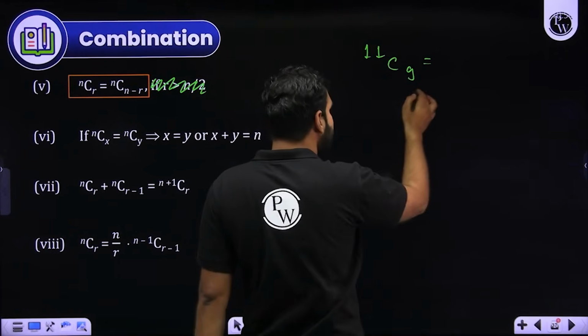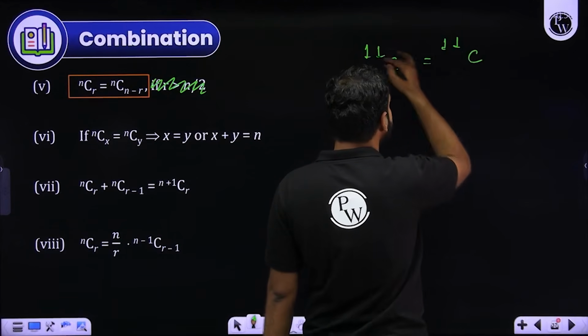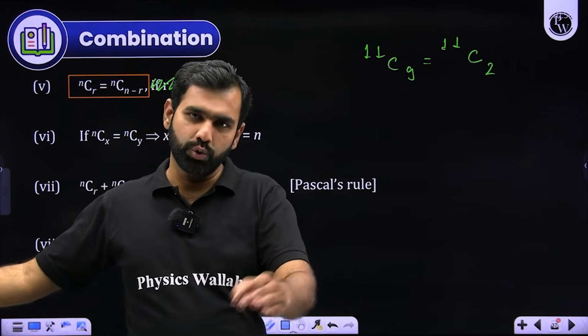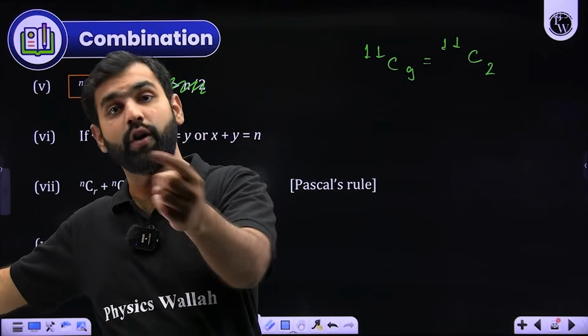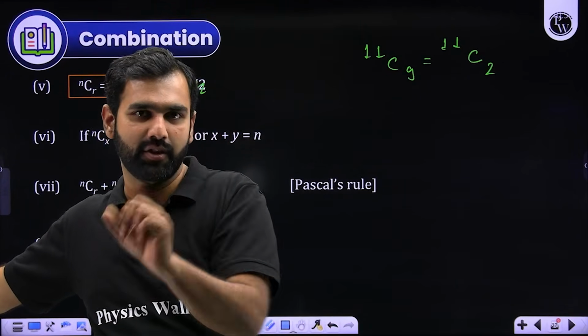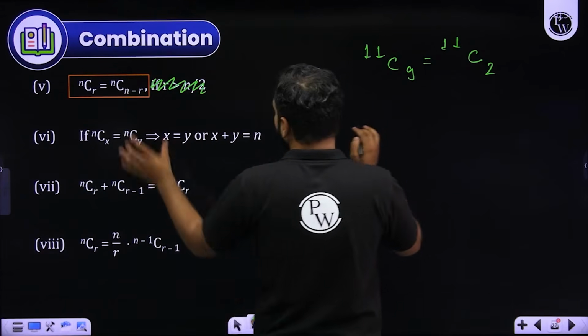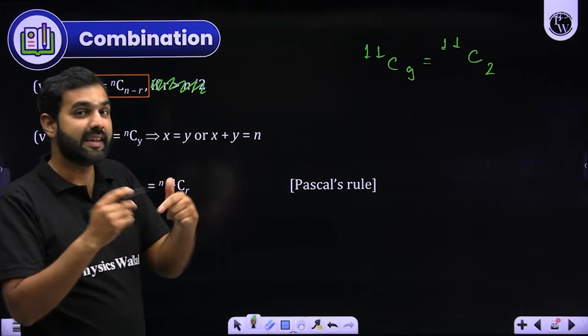So 11C9 is equal to 11C(11 minus 9), which is 11C2. So out of 11, either you choose 9 or you choose 2 for rejection. Did you understand my language? Both are going to be the same. I hope you'll remember it. So that's the fact that nCr is going to be nC(n minus r).